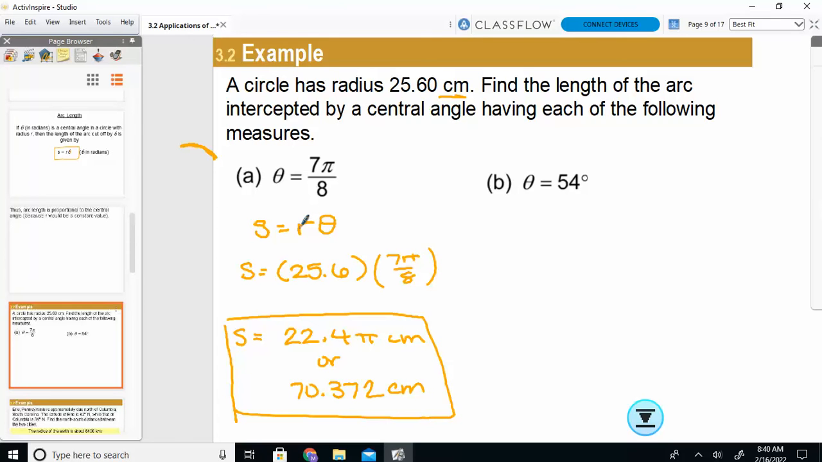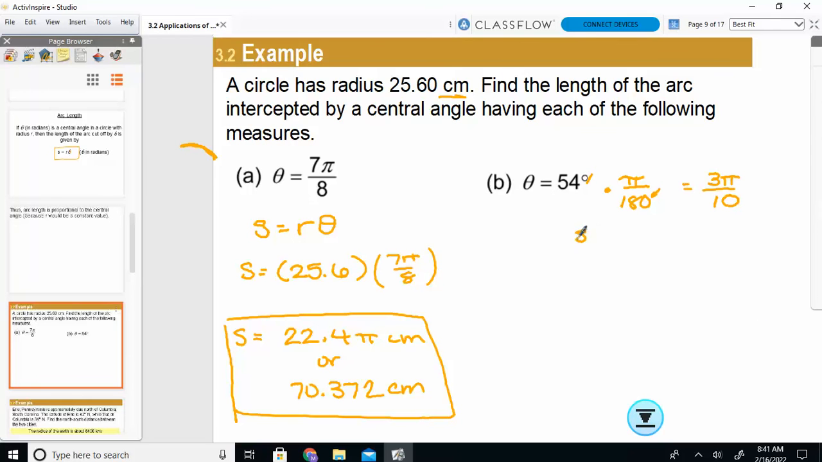Part B. What's wrong there? It's in degrees. So before we can do anything else, we have to convert that into radians. But after that homework you've been working on, how do we do that? Times pi divided by 180, because we want the degrees to cancel. So 54 over 180, and that would reduce to 3 pi over 10.